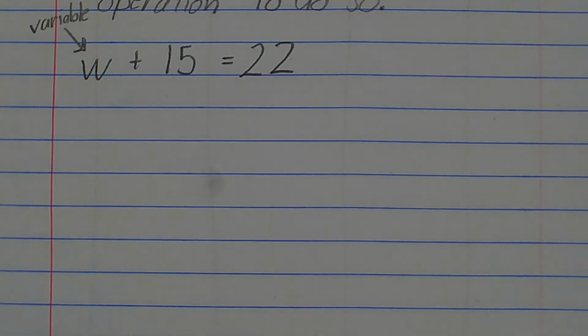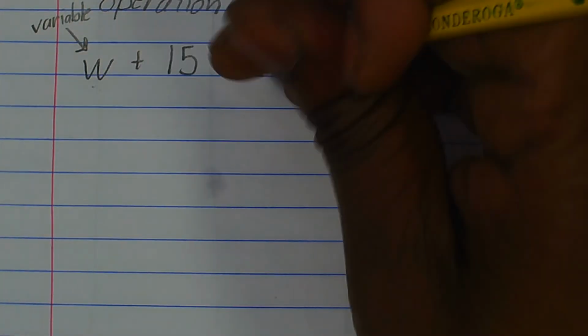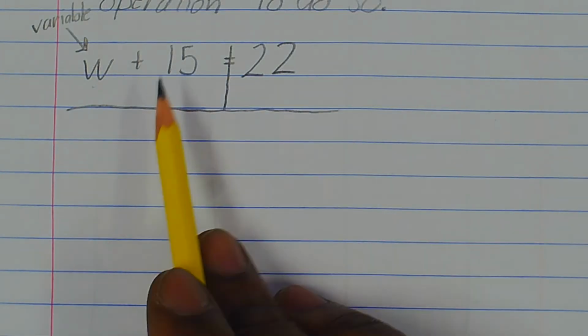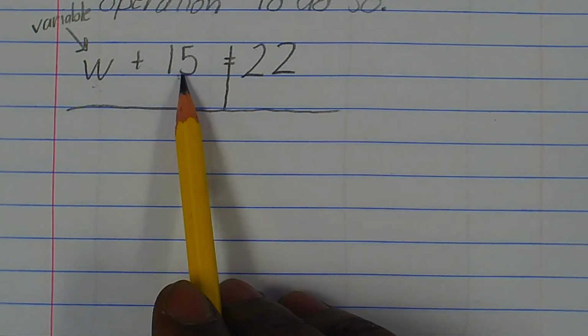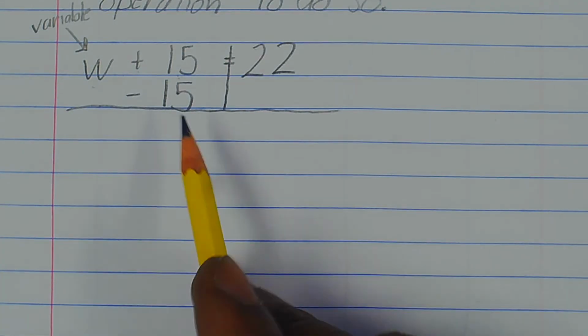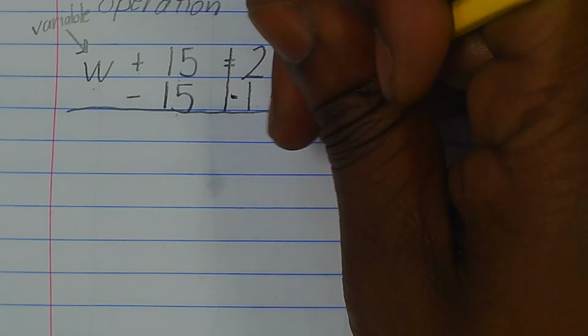So the first thing we need to do is isolate the variable by using the opposite operation. Here I can split the equation. And then I need to get rid of this 15. So I need to use the inverse operation of addition, and that's going to be 15 minus 15. Whatever I do to one side of the equation, I'm going to do to the other side of the equation. So that's 22 minus 15.